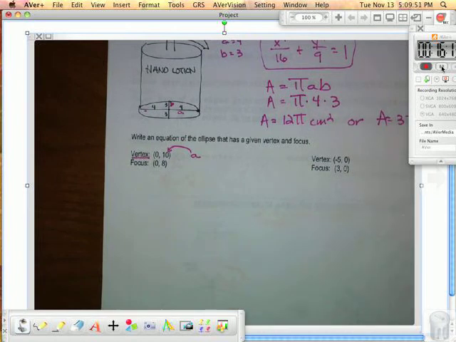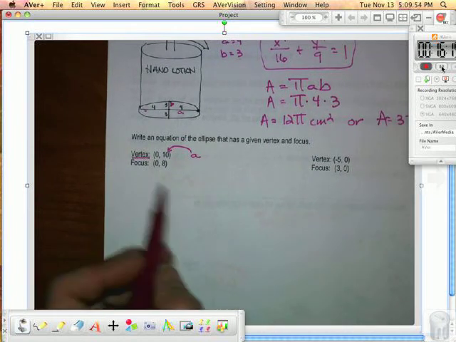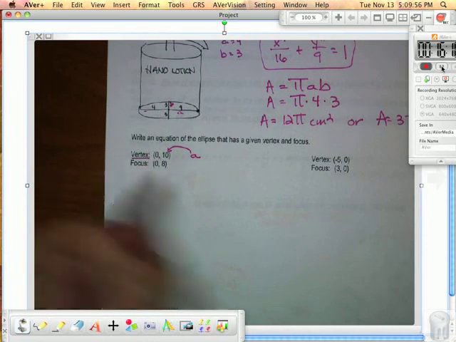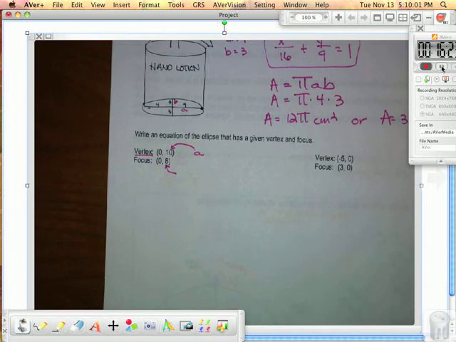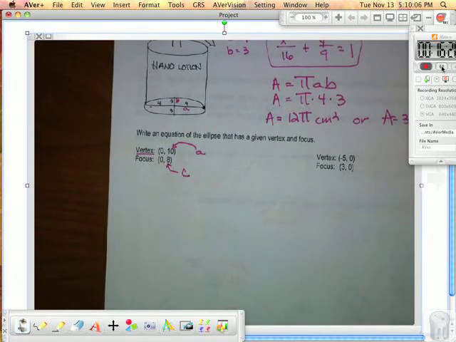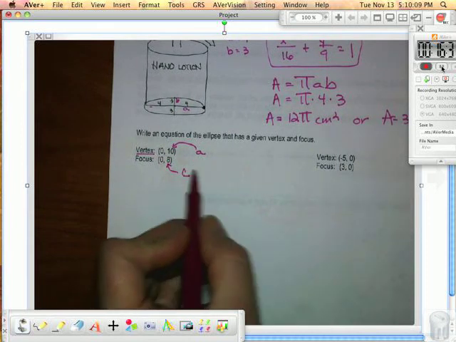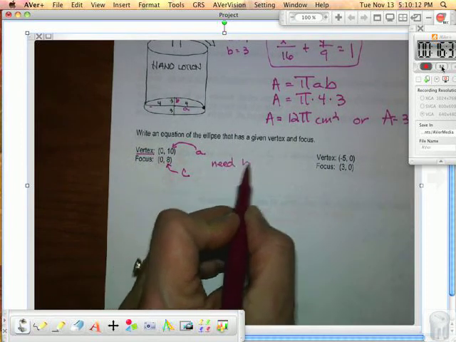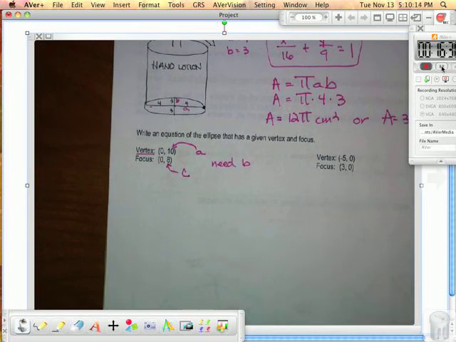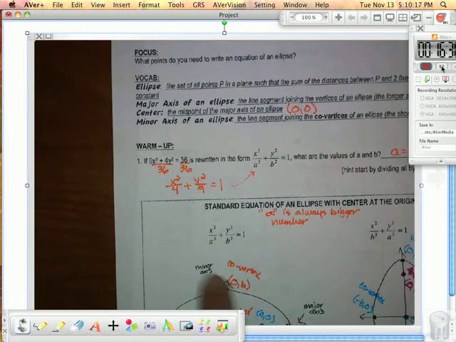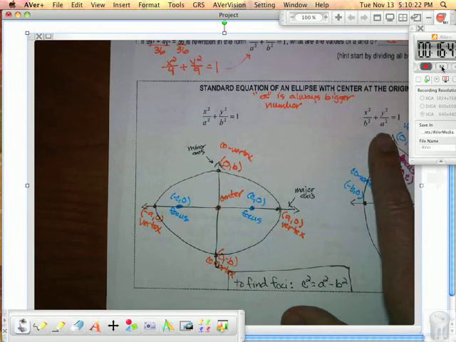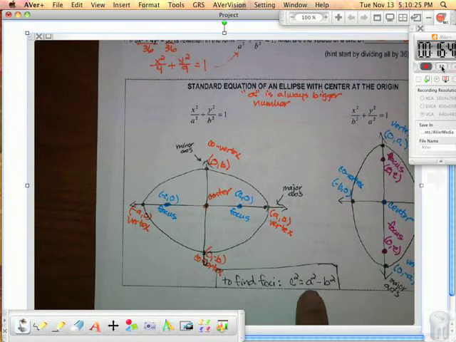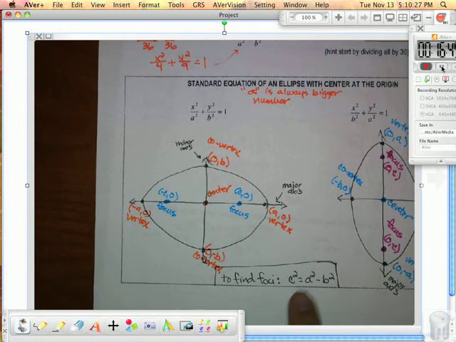Okay, and it's going to be a vertical one because it's the y coordinate, but we don't really need to know that. And then my focus, they're giving me the focus this time. Now remember, from my picture in the front, the focus is C. So in order to write the equation, I have A and C, I need B. So if you go back and look at the front page here, well, this equation doesn't have C in it. This equation doesn't have C in it, but this does. I have C and A, and I can find B.